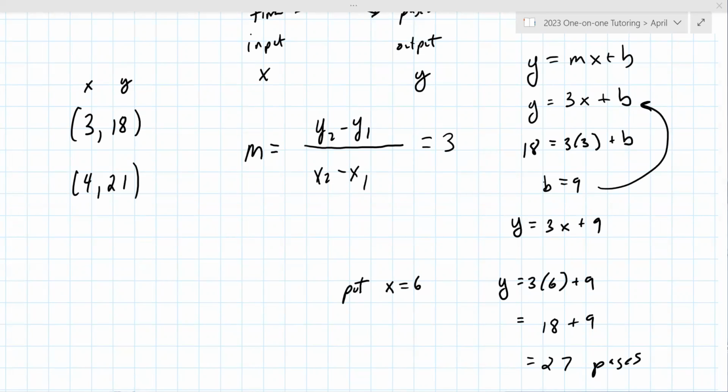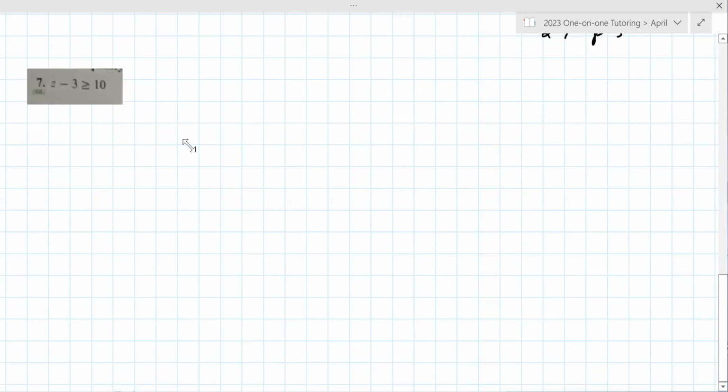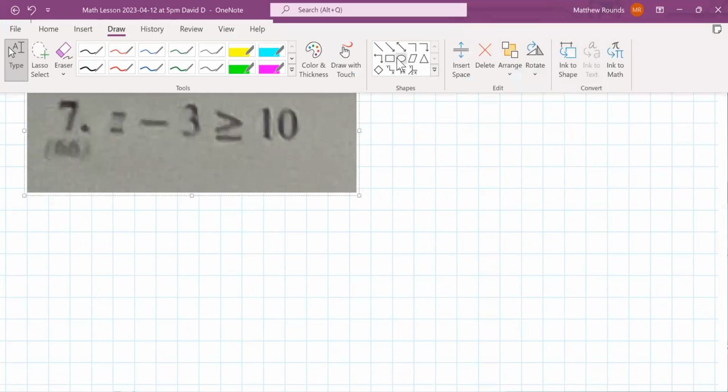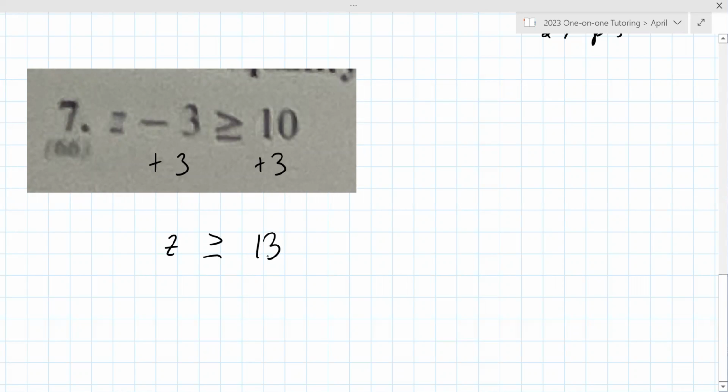Okay. If I could just find it, there it is. All right, so 7 and 8 are inequalities. Solve the inequality. So our goal, and we're looking at the side with the variable, so you're looking at z minus 3 there. You want to get z by itself. How do you undo subtraction by 3? Addition by 3. Yes. Both sides. z is equal to 13.